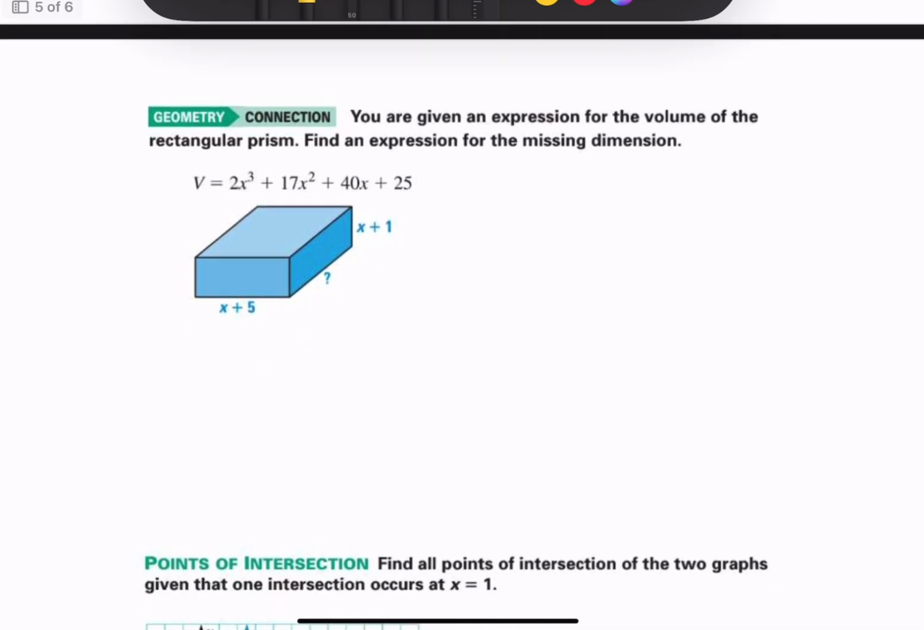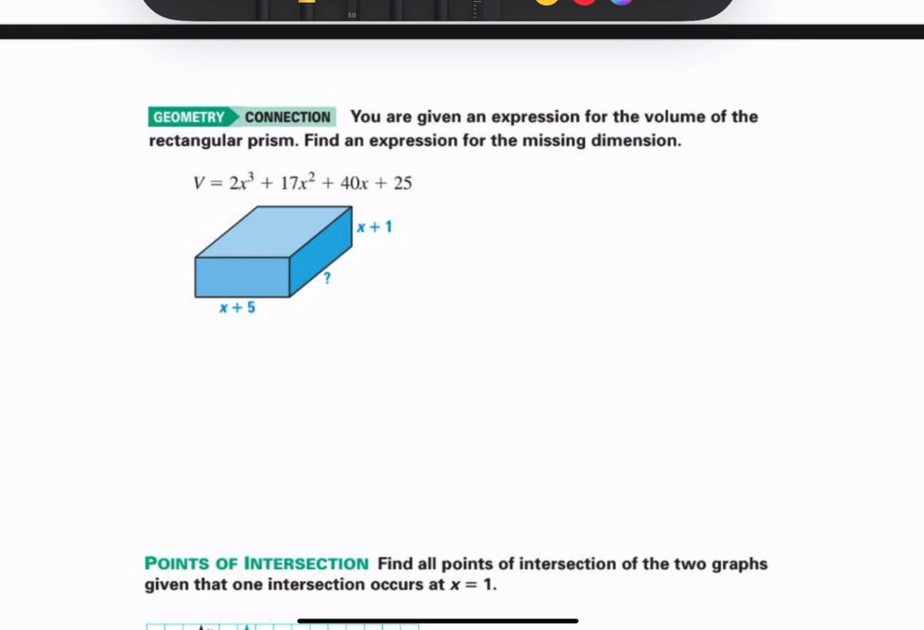All right, moving on to our geometry connection. You're given an expression for the volume of this rectangular prism. Find an expression for the missing dimension. So we know that the volume is this cubic polynomial. I also know its different roots.